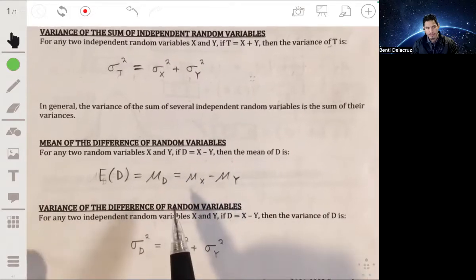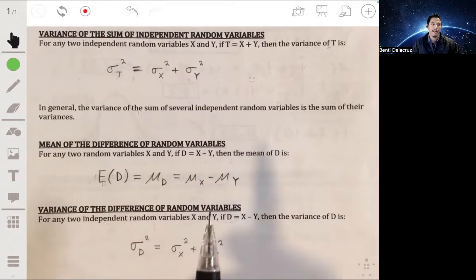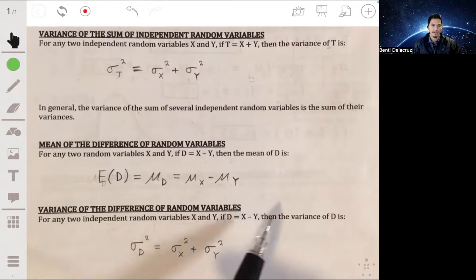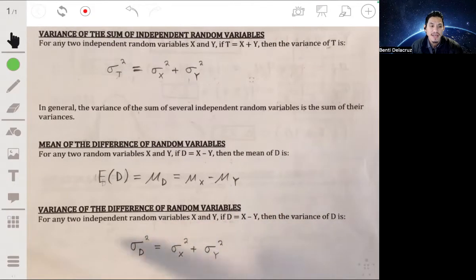And the last one that we're going to apply in this chapter is the variance of the difference of random variables. So if we have, again, random variables x and y, and another variable d that's equal to the difference of x and y, so d equals x minus y, then the variance of d is actually going to be the sum of their variances. So the variance of d equals the variance of x plus the variance of y.